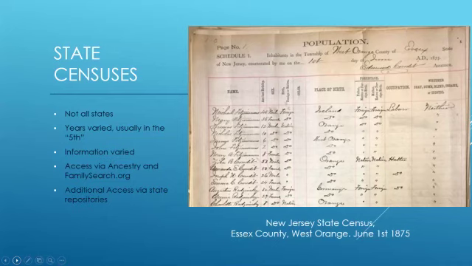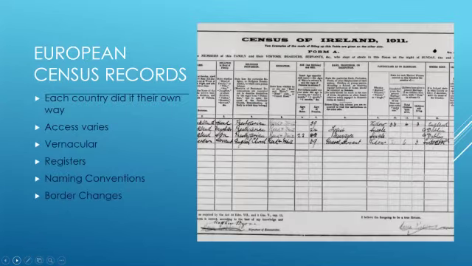You can access these the same way you would the federal censuses, via Ancestry Library Edition and FamilySearch.org. You can also access them via your state repositories. Either go online to see if your state has a repository, or you can write to them and ask them to send you photocopies.